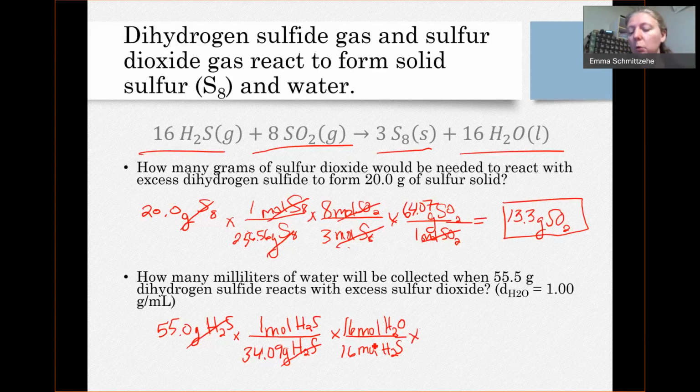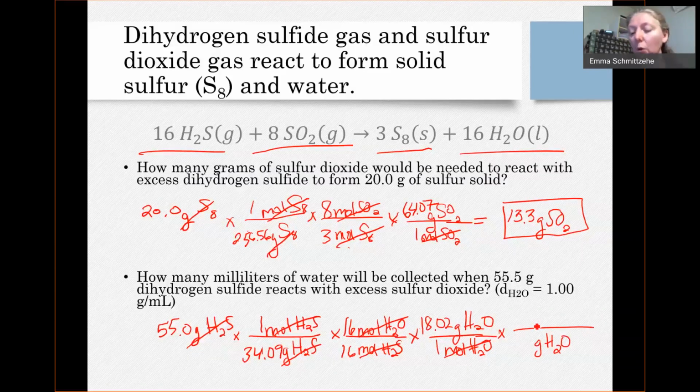Now, that cancels the moles of H2S. We have moles of H2O, but that's not what I want. I really want that volume in milliliters, but I can't convert directly from moles to milliliters for this water because I have the density. And in order to use density to get to volume, I need mass first. So that's what I'm going to go to, is mass. And so if you add up the molar mass of water, you should get 18.02 grams per mole. That will cancel our moles of H2O. And then we have grams of H2O.